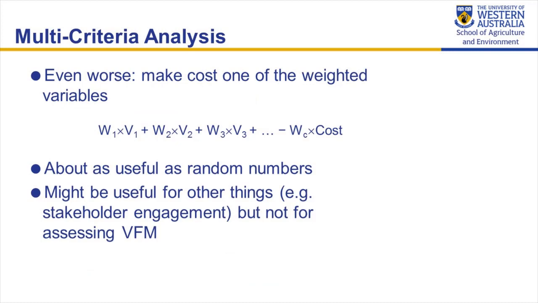Even worse, sometimes people don't divide by the costs. They take the costs, they multiply them by another weight, and they subtract them. And that turns out to be terrible. In the assessments that I did, that turns out to be really not much better than random numbers, just pulling which projects you prefer out of a hat.